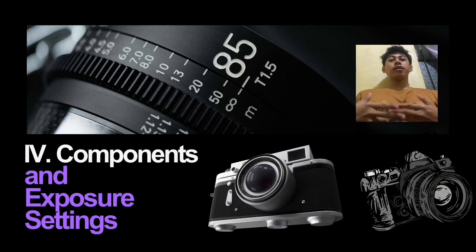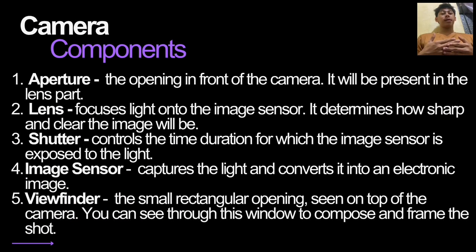So good day everyone. Today I'll be discussing camera components and exposure. These two are important concepts in photography because they determine how a camera captures and produces an image. First, let's talk about the main components of a camera, followed by exposure, which controls the brightness of a photo. A camera is made up of several parts that work together to capture an image.